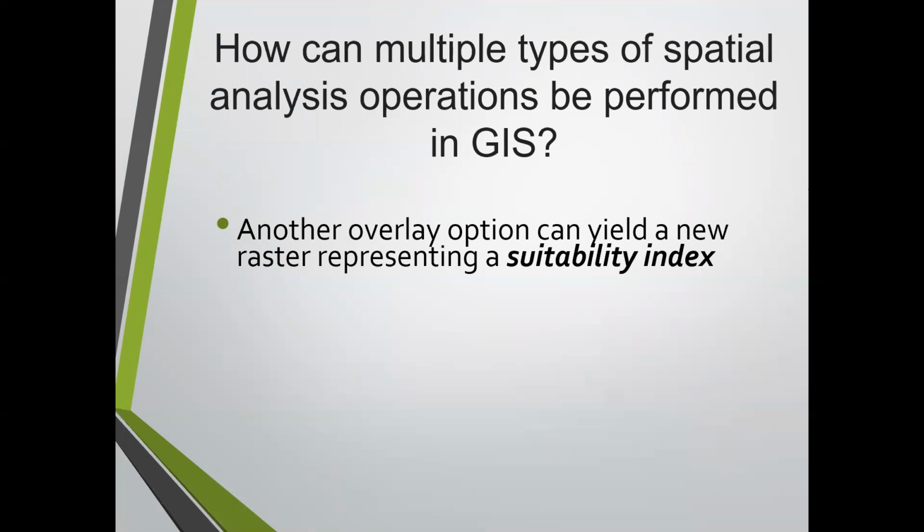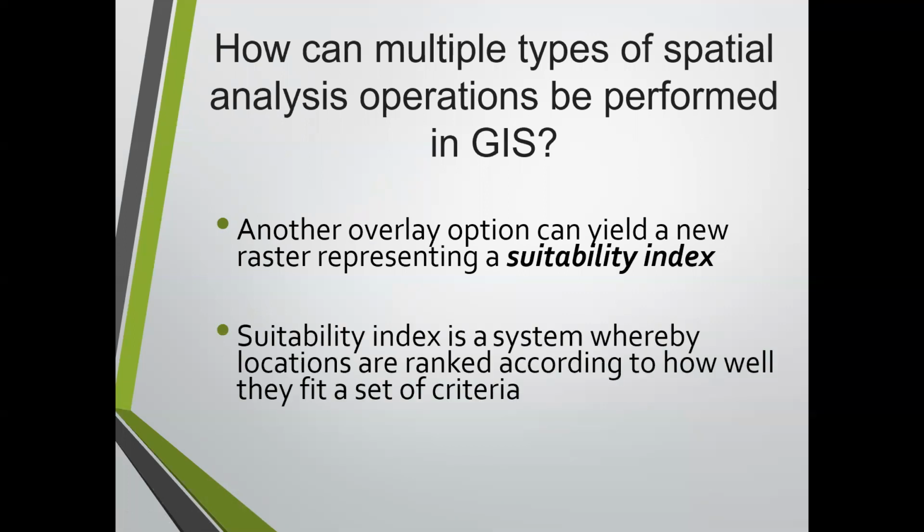Again, he's kind of blurring the lines between raster and vector. I mean, he's really talking raster, but I want you to understand you can do everything you're talking about in raster, you can do in vector, and vice versa, pretty much. So when you talk about a suitability index, it's a way you can rank locations based on how well they fit your set of criteria, whatever you're looking for.